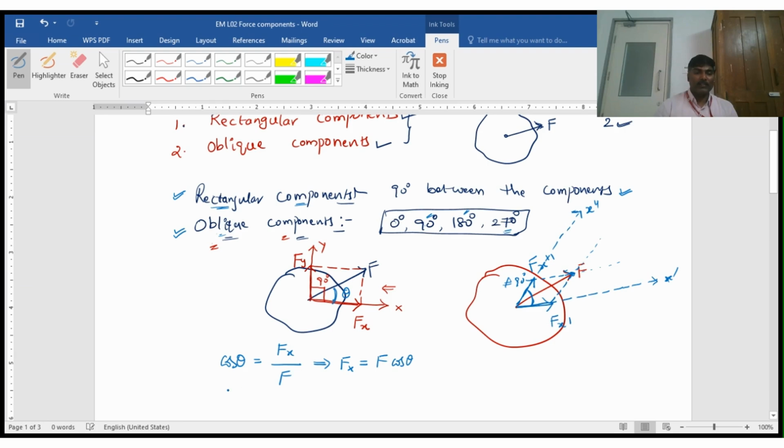Similarly, if I take sine theta, the opposite side is equal to Fy, and the hypotenuse is F. So Fy is F sine theta. This is how you can easily find the values of the components. I will come back to the oblique components in detail in the next lecture.